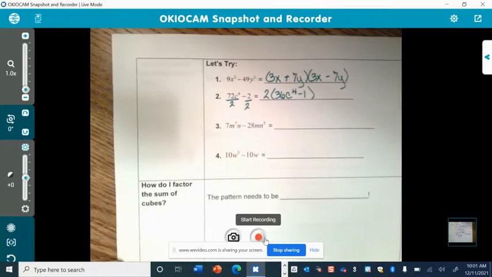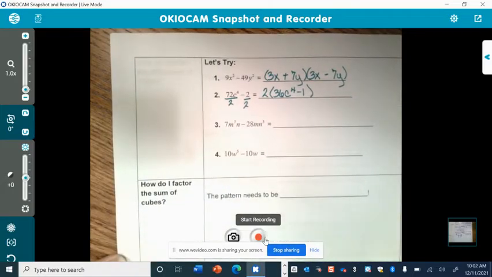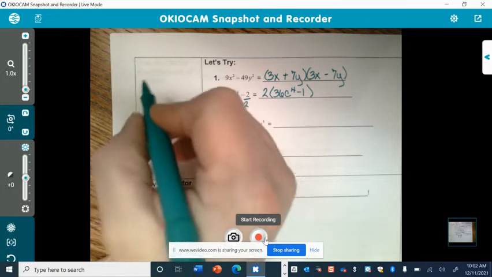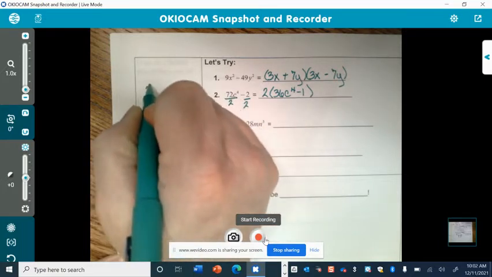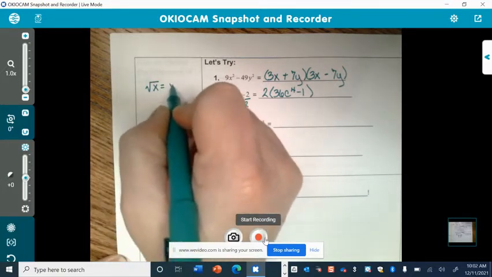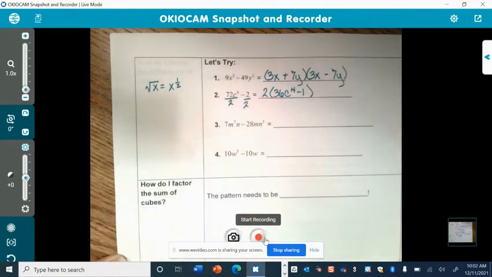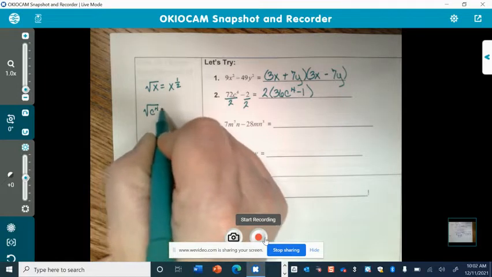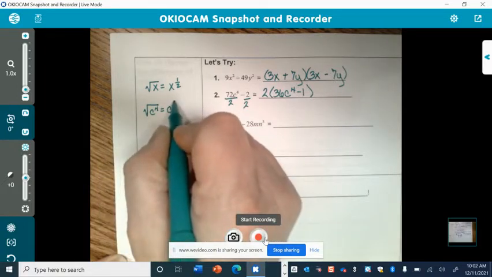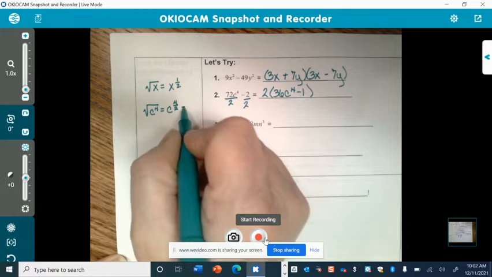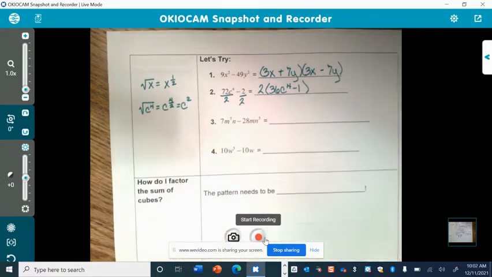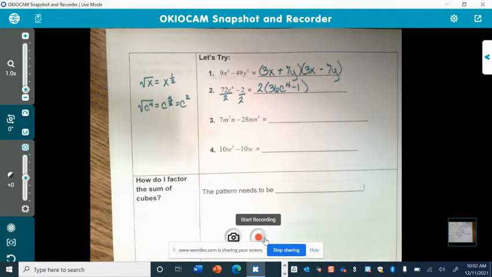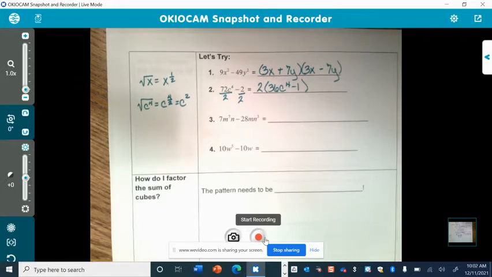So let's go back to what square roots mean, your exponents and radicals unit. The square root of x can also be written as x to the 1/2 power. So the square root of c to the 4th can be written as c to the 4/2, which is c squared. So yes, I can take the square root of c to the 4th power. In fact, you can take the square root of any even power.